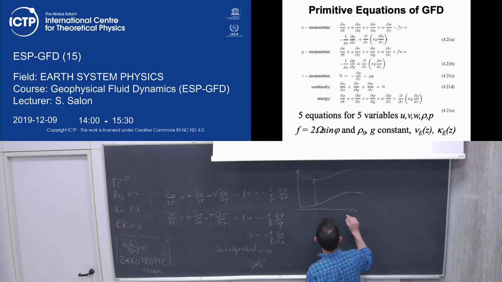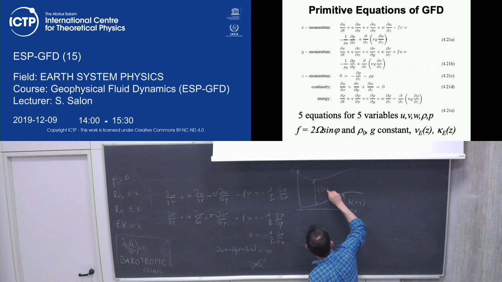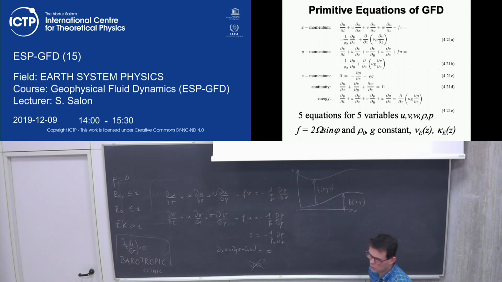So we will have x, z. This surface is the bottom surface, and this is the water depth or atmosphere depth, whatever. So again, this can be the land, and this is the atmosphere, and this is the discontinuity at the end of the troposphere, or this can be the sea bottom, and this is the ocean. Okay? So, quite obviously, the bottom does not change.